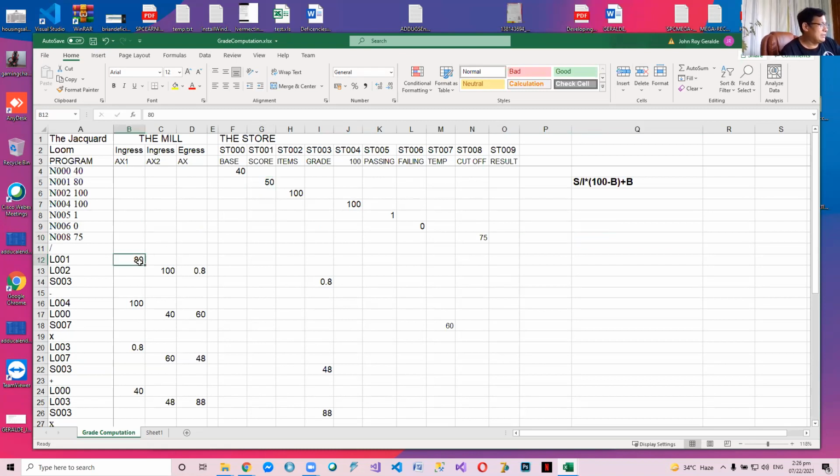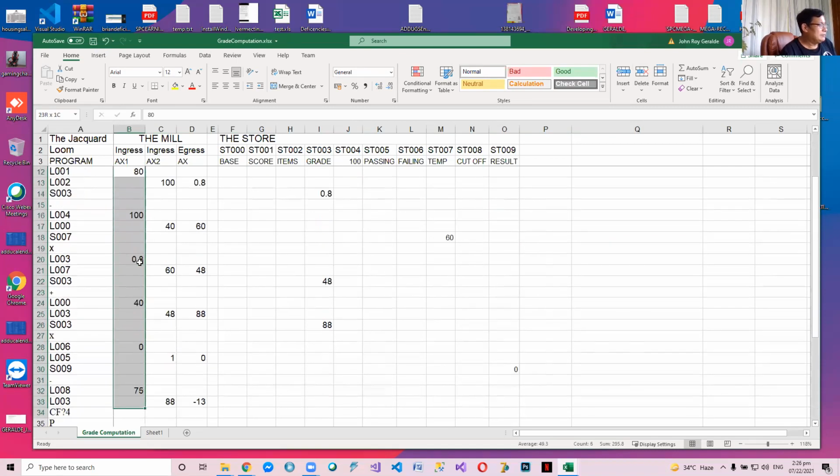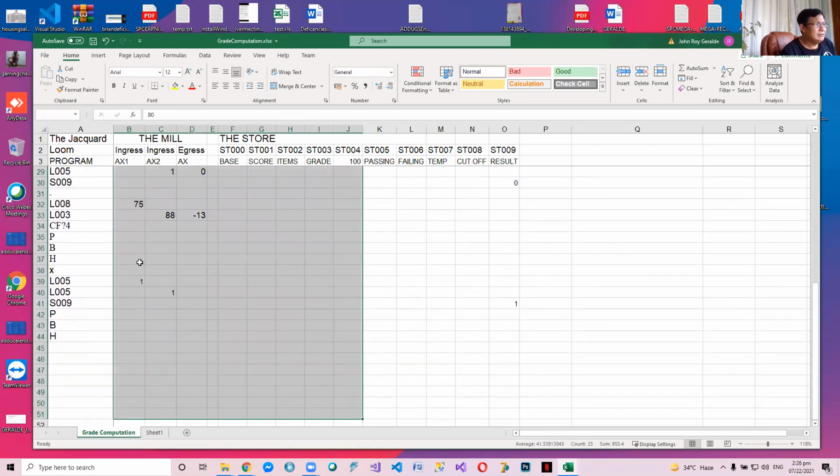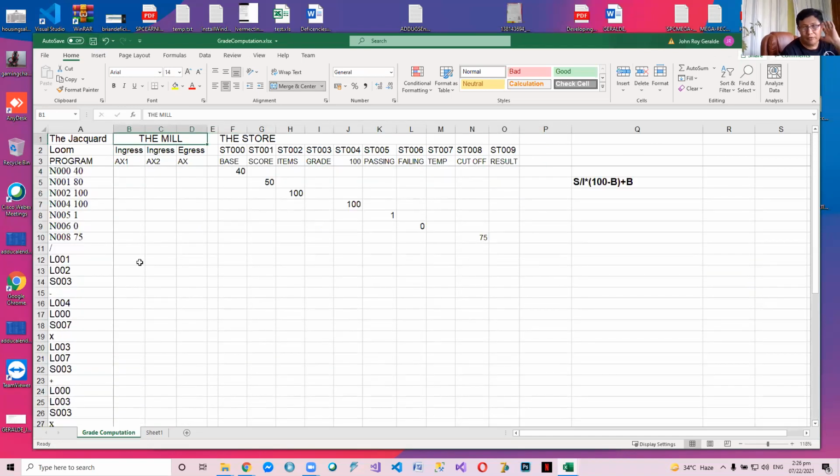So we will erase this. If you will get a 50 over 100, you will fail. We'll find out, no? So first, we are going to divide the score over the items, okay? Divide the score is 50. The items is 100. So equals this divided by this. So 0.5. S003, this is 0.5.